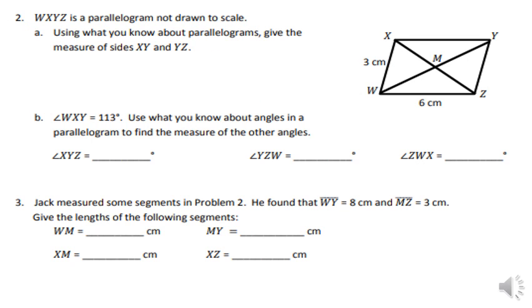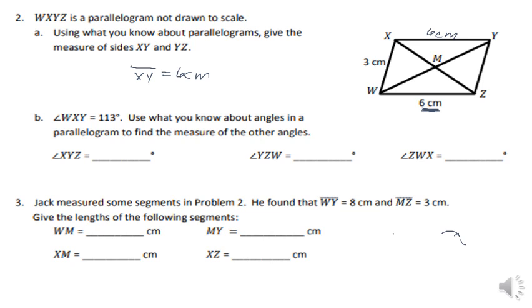Now, question 2 says WXYZ is a parallelogram, not drawn to scale. Using what you know about parallelograms, give the measure of sides XY and YZ. So what we know about a parallelogram is that opposite sides are equal. In this case, I can see this side right here is 6 centimeters. That means the opposite side is 6 centimeters, so segment XY is going to equal 6 centimeters.